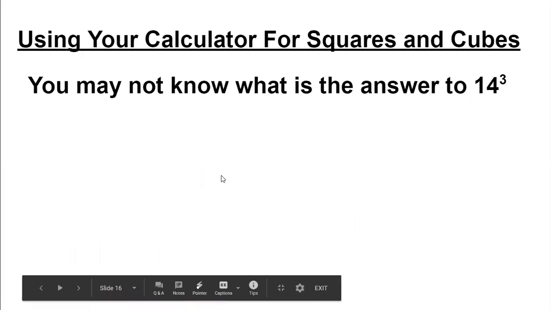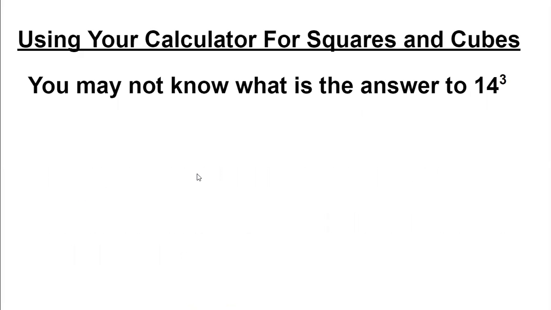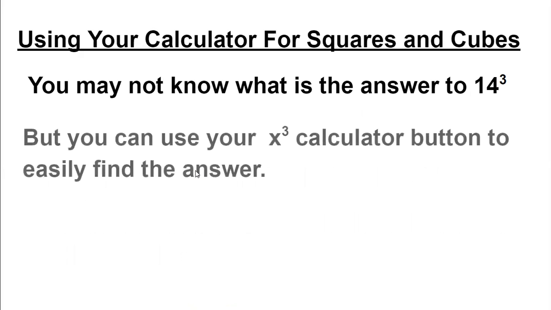Another example, you may not know what the answer to 14 to the third power is, or 14 cubed. However, you have a calculator button, x to the third power, that will easily give you the answer. That is also usually an inverse key. It's usually above the x squared button. It's usually a different color, gold or gray. You have to hit the inverse key before you can get to the x third button.